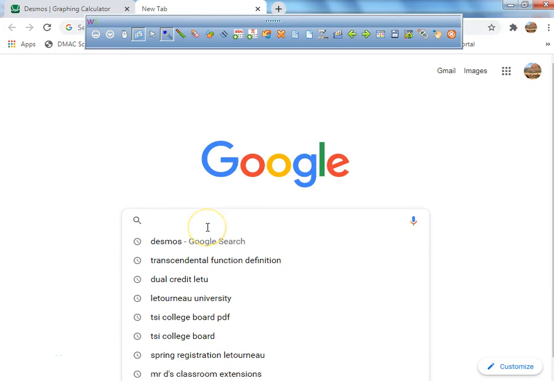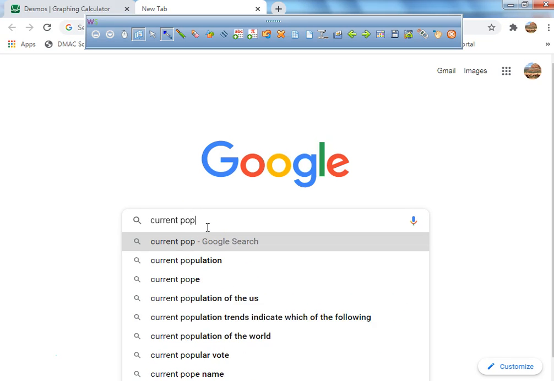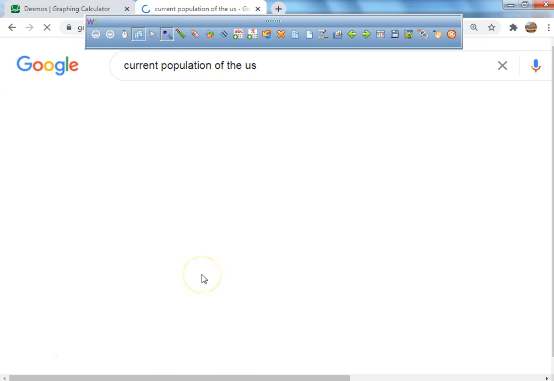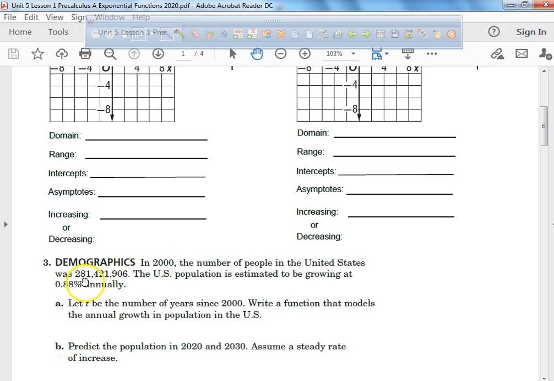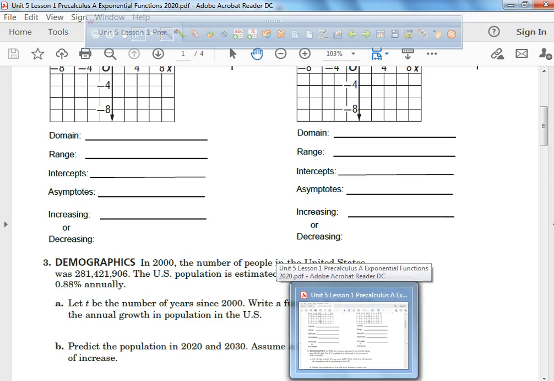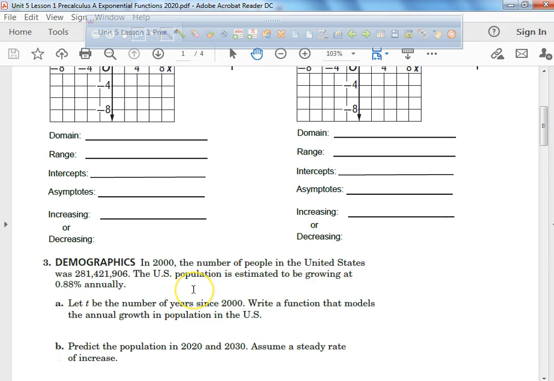I'm just curious. Current population of the U.S. Wow. Hey, by the way, do you guys see right here? I'm not moving the dot, but do you guys see the population of the United States in 2000? What does it say? 282.2. Correct. And what did we use? See where it says 281 right there? That's kind of cool. Pretty accurate. Not bad.